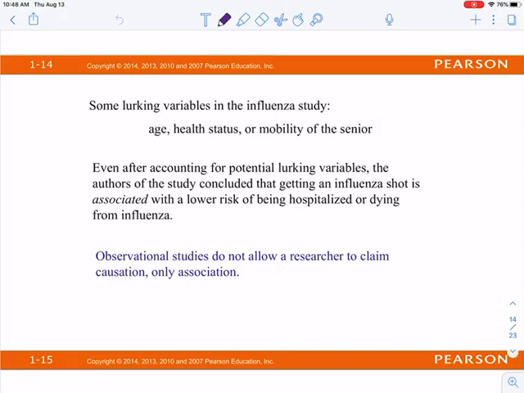So even after accounting for potential lurking variables, the authors of the study concluded that getting an influenza shot is associated with a lower risk of being hospitalized or dying from influenza. Okay, it's associated with. Observational studies do not allow a researcher to claim causation, only association.